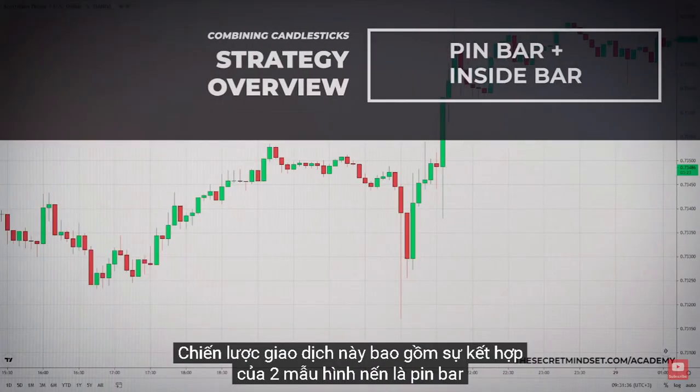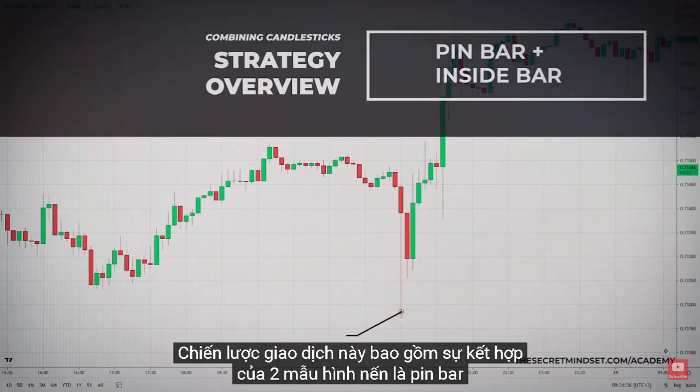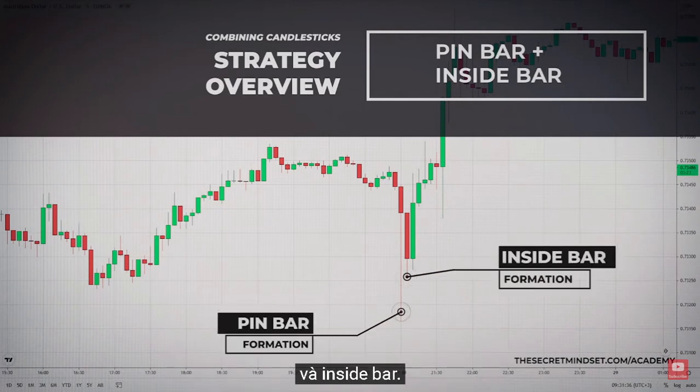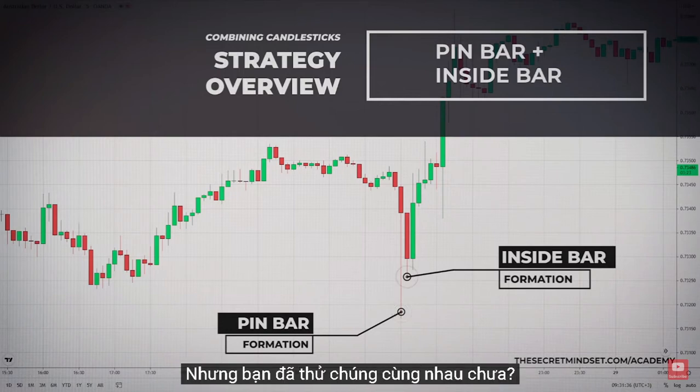This trading strategy involves a combination of two candlestick patterns, the pin bar and the inside bar. You know both patterns most likely, but have you tried them together?